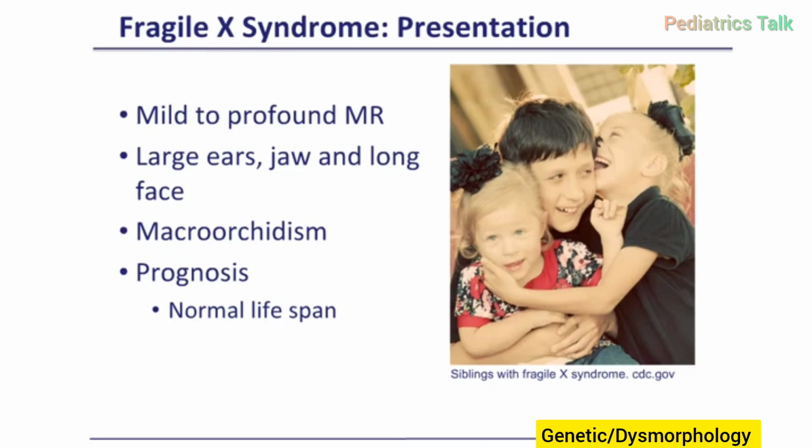These boys have significant dysmorphic features. There are many, but the most prominent ones, the ones that are identifiable in terms of them having Fragile X syndrome, are large ears, a large jaw, and a long face. These are boys with tall stature. They have macroorchidism, which means that they have large testes. Their prognosis is a normal lifespan. There's nothing necessarily that's going to kill them at any early point in time.